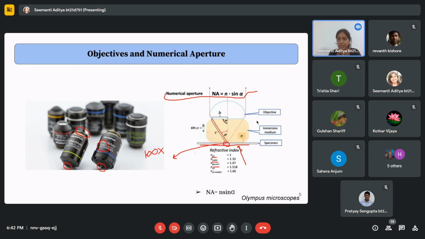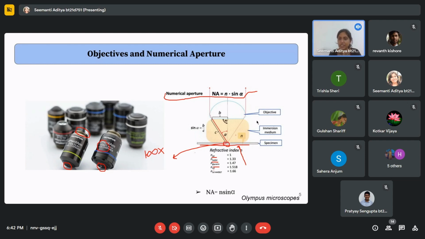The immersion medium that you are seeing here has a refractive index N, and that refractive index affects the reflection or refraction of the light that you are exciting with. Whatever light the specimen is reflecting or refracting is going to be affected by the refractive index. As we learned during high school, the refractive index is very important for refraction of light.